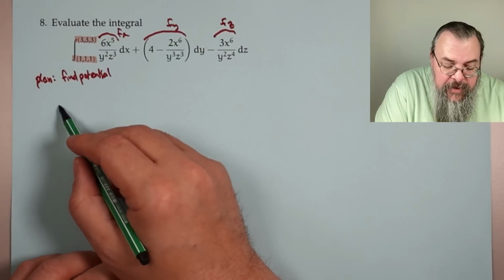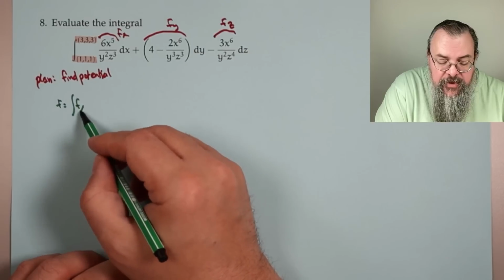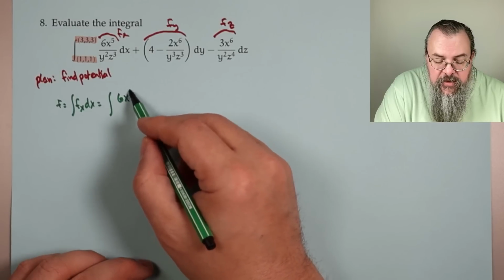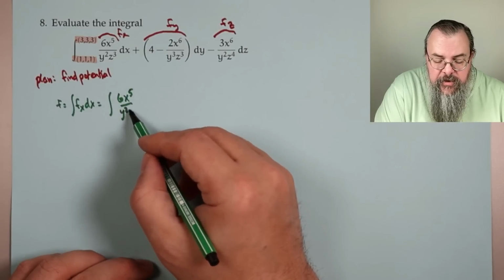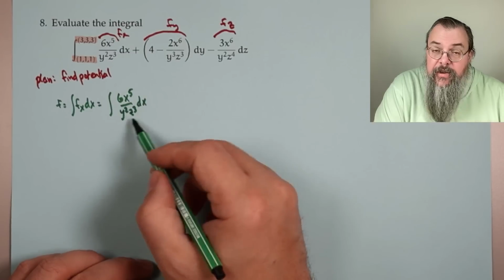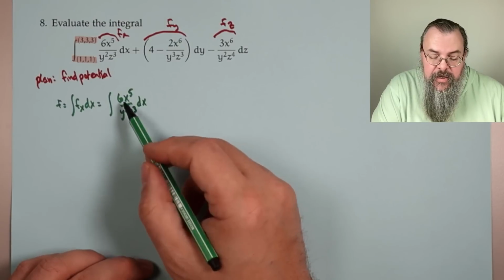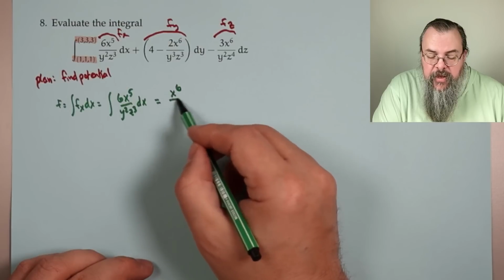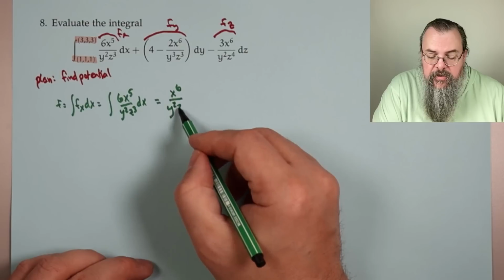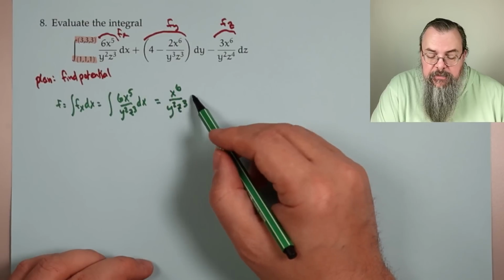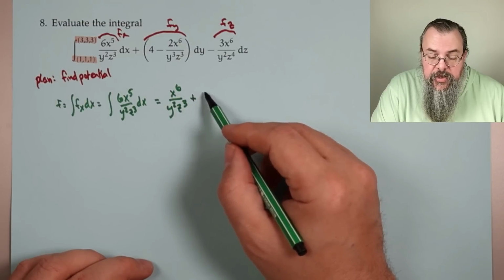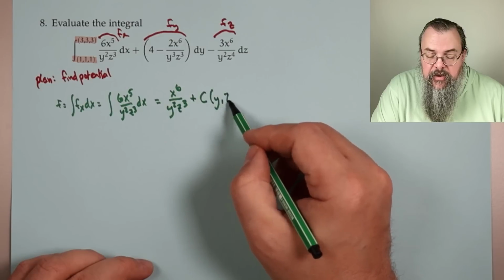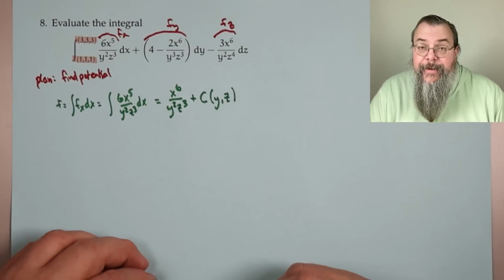We have f; we're going to integrate f sub x dx. So that's the integral of 6x to the 5th y squared z cubed dx. The y squared and z cubed are constants. The integral of 6x to the 5th would be x to the 6 over y squared z cubed, and then plus any function, we don't know which function, which is constant with respect to x. So anything which depends on y and z.